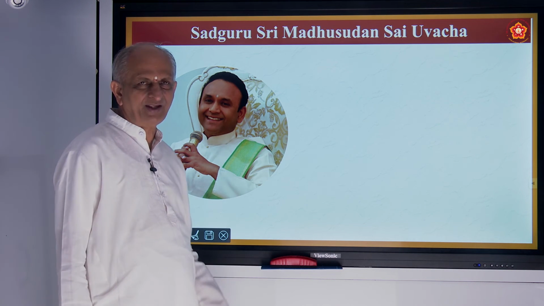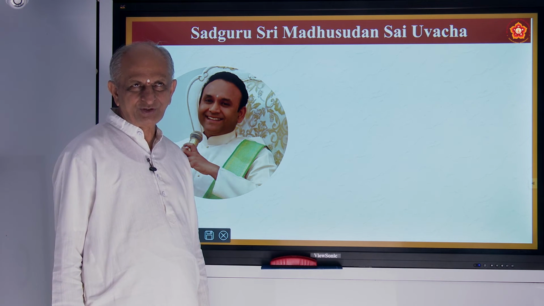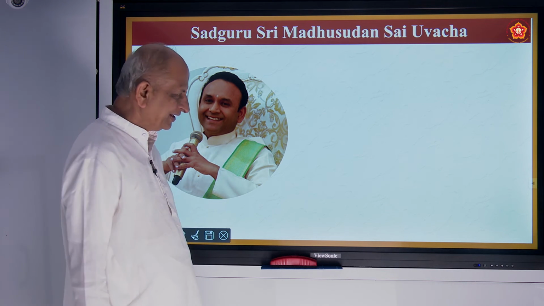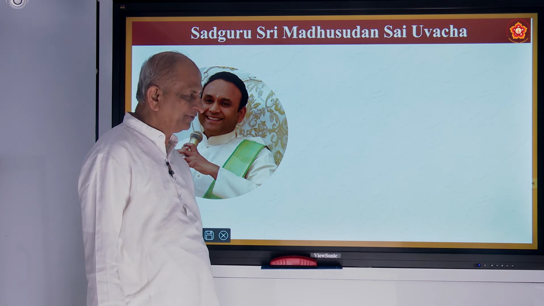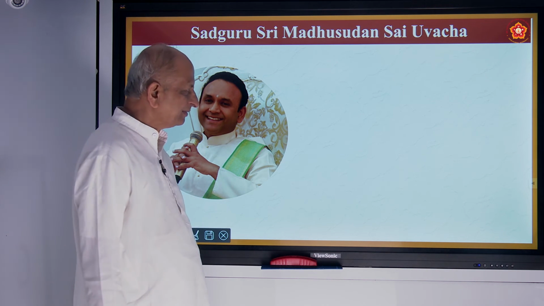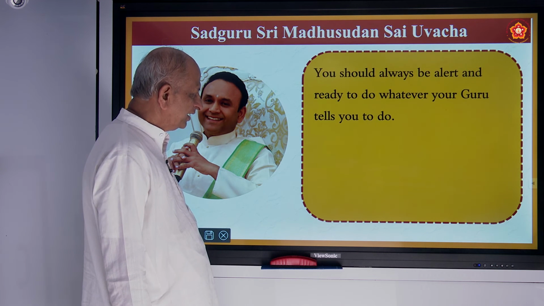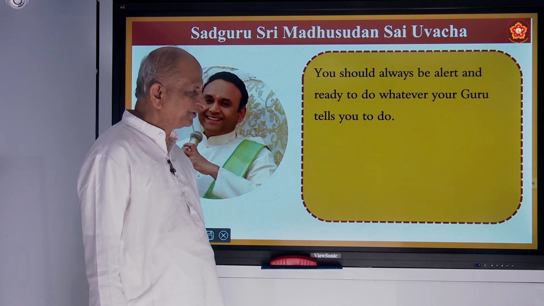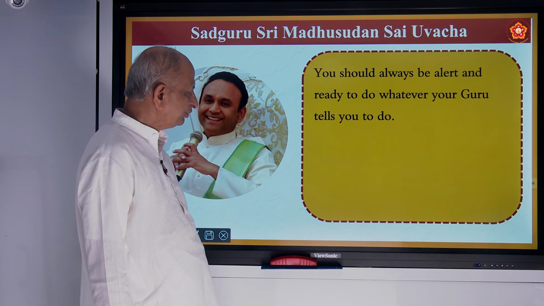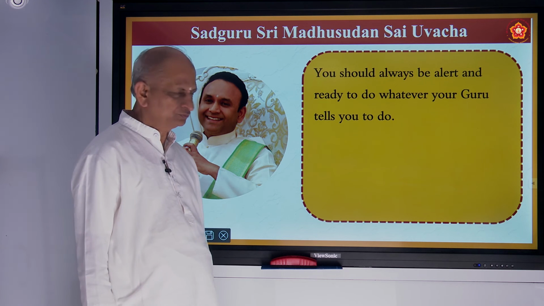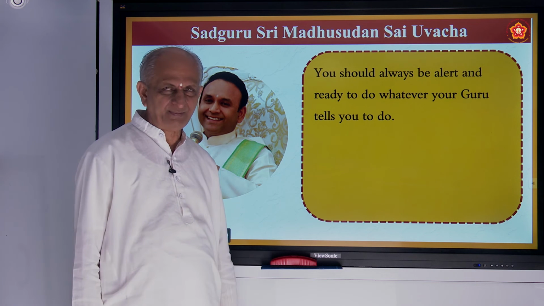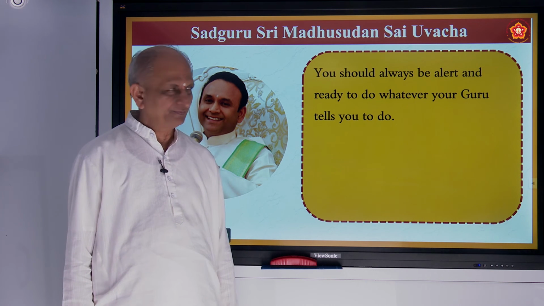Now let us see what Sadguru Madhusudan Sai says. Who is Sadguru Madhusudan Sai? He is a student of Sri Sathya Sai College, a gold medalist. Now he has become a Sadguru by the blessings of his Guru, namely Bhagavan Sri Sathya Sai Baba. Now he lives in Muddenahalli and travels all over the world. He says you should always be alert and ready to do whatever your Guru tells you to do. He has done it. That's why an ordinary student became a genius Sadguru.